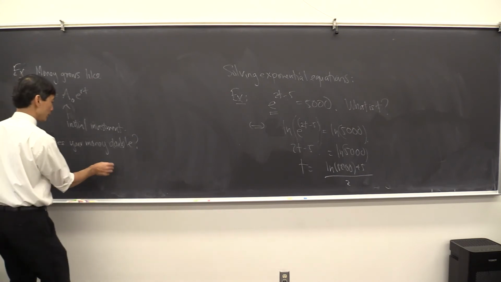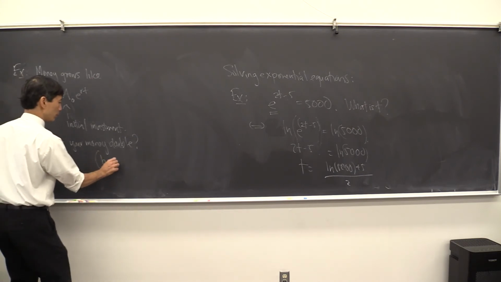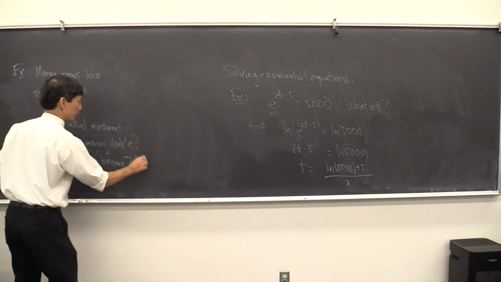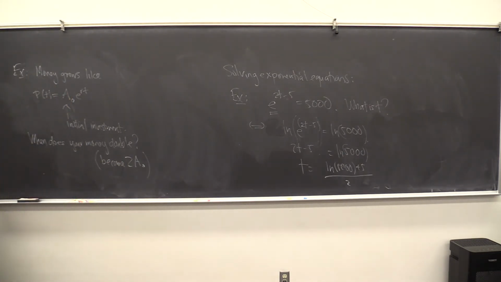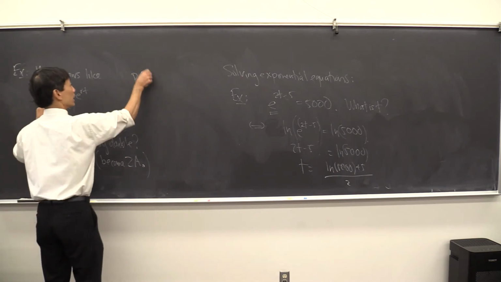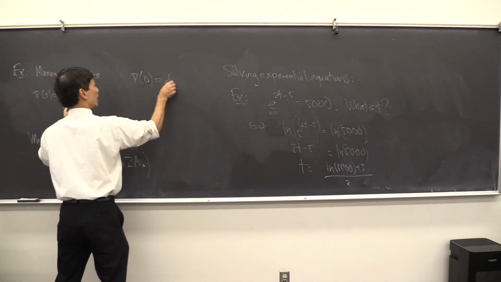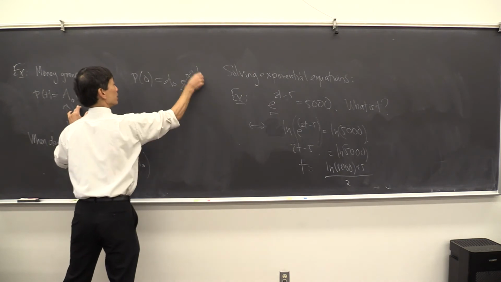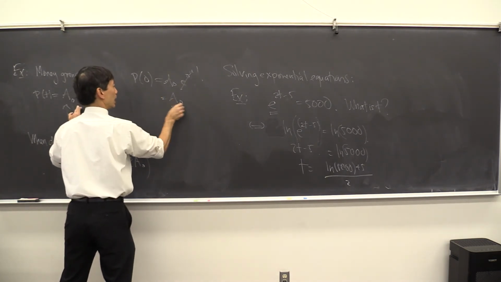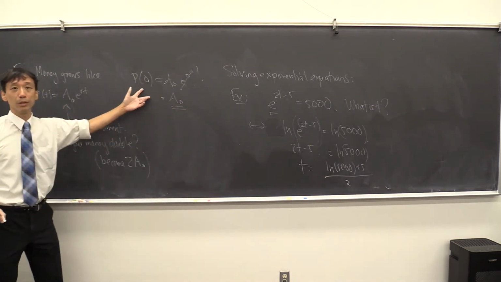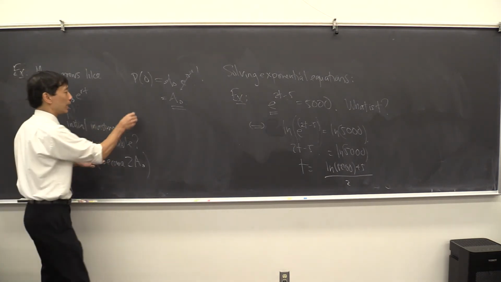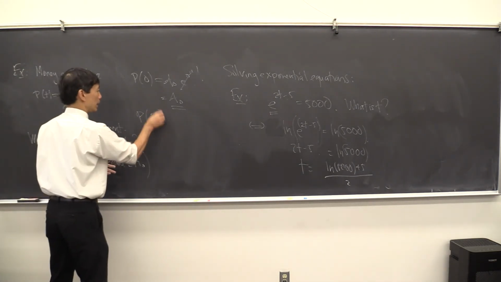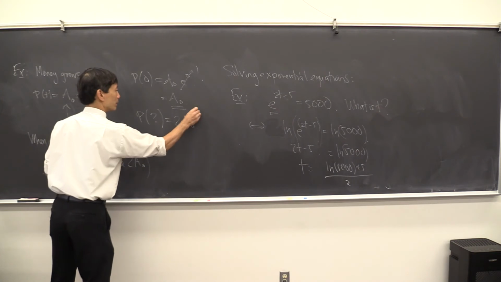So when does your money turn into 2A naught? You started out with A naught. At time 0, you got A naught. You notice that P at 0 is A naught e to the 0. Well, that e to the 0 is just 1. So at time 0, that's your initial investment. At what time do you end up with twice your initial investment?